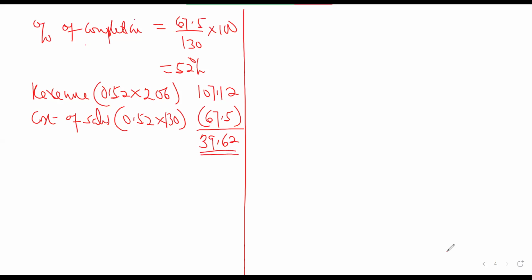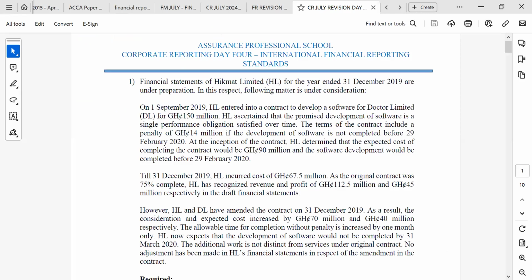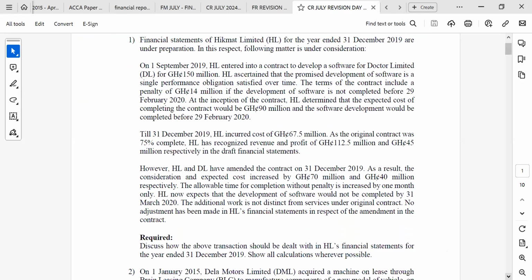Okay. So what we have to do is that the contract should now be, since the work given to us is not different from the work that we are already doing, the modification should be added to the existing contract. If that is done, then our contract price will be 220.